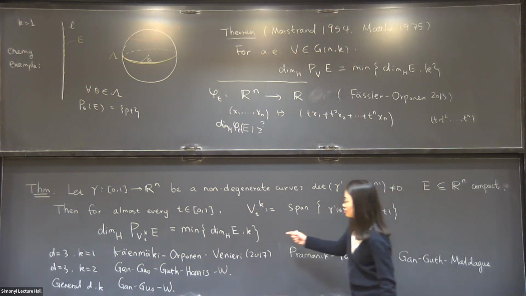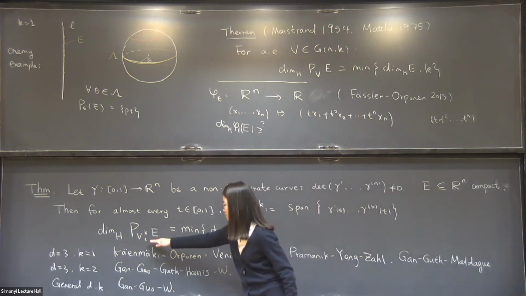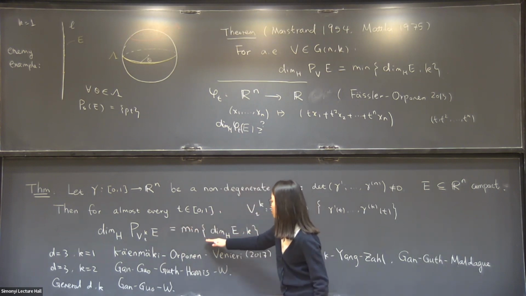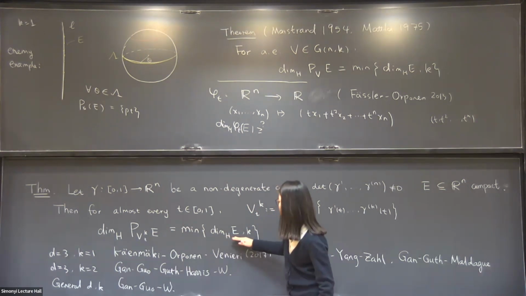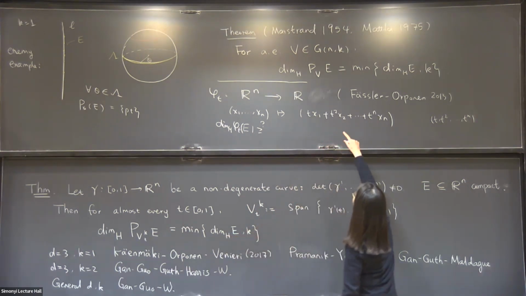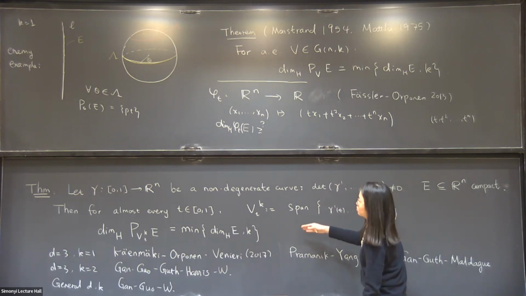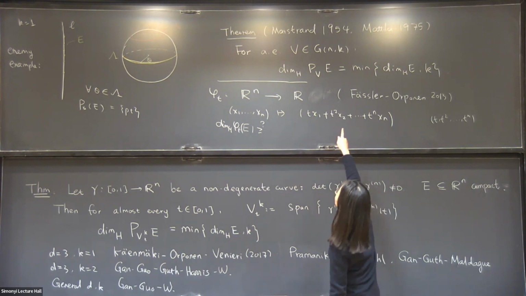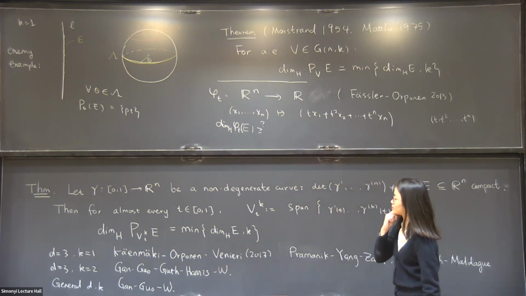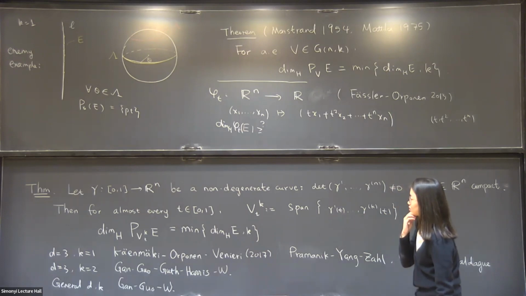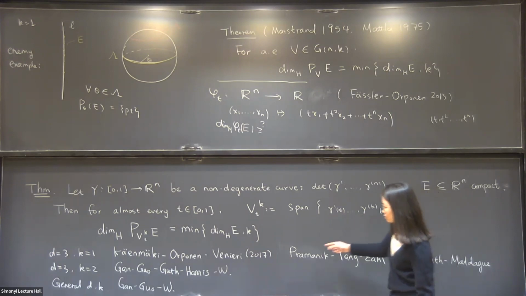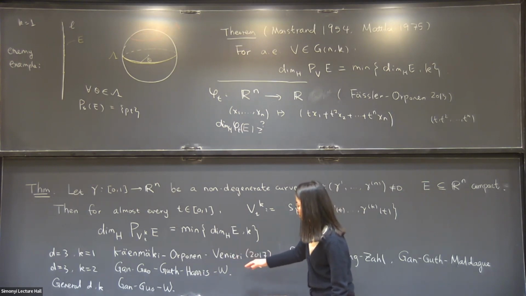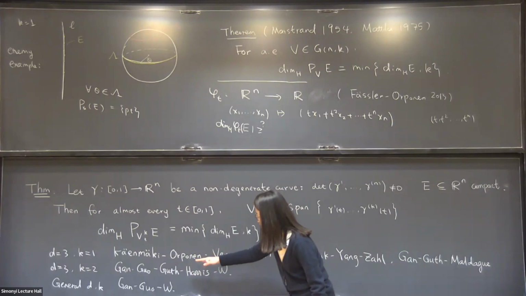The conclusion is that the Hausdorff dimension of the projection image on this k-dimensional subspace equals the minimum of the Hausdorff dimension of E and k. So we obtain a Marstrand-type theorem with only the directions on this non-degenerate curve, instead of the whole cross image.